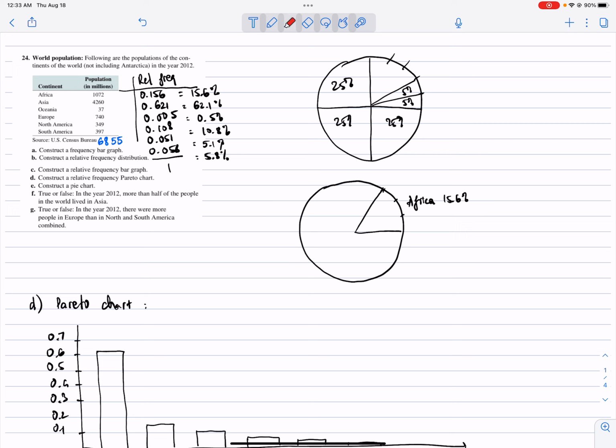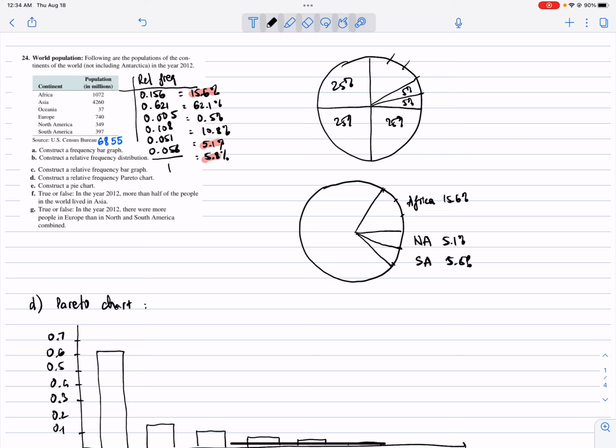Now I finished this one. What I want to do next is 5.1 and 5.8. So 5 is like this, right? So 5.1 is about 5. So this is North America, that is 5.1%. Then 5.8%, that is more than 5%. So this is 5%, and this is more than 5%. And that is South America, 5.8%.